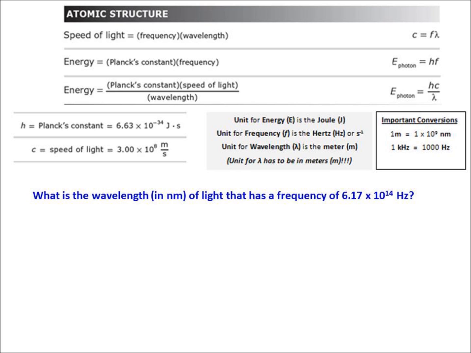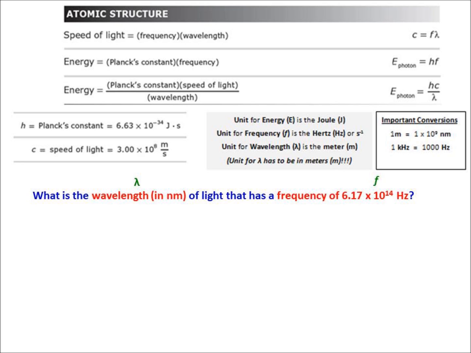It reads, what is the wavelength in nanometers of light that has a frequency of 6.17 times 10 to the 14th hertz? All right, in class I asked that the first thing you do is highlight and label the important information that the question provides you. So when I read the question, I notice that it's asking me to calculate wavelength. So I'm going to highlight wavelength, and I'm going to put the symbol for wavelength above it, which is the lambda symbol. The next thing I notice is that the question provides me with the frequency of that light, which is 6.17 times 10 to the 14th hertz.